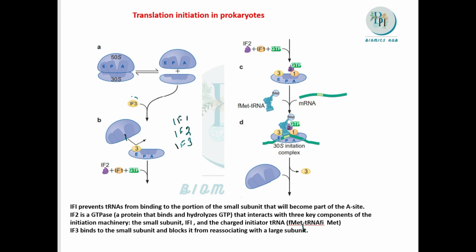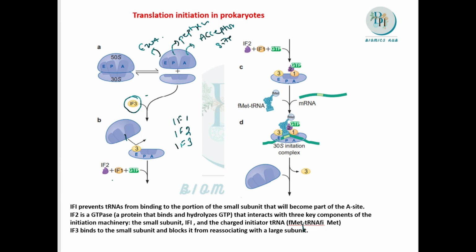The first work of initiation factor 3 is that it comes and binds in the E site. So first of all, we should know what the P site, E site and A site are. The A site is known as the acceptor site. The P site is known as the peptidyl site and the E site is known as the exit site. IF3 comes and binds in the E site so that it will not allow the large subunit to come and bind with the small subunit.